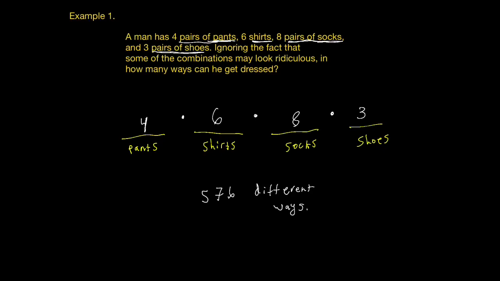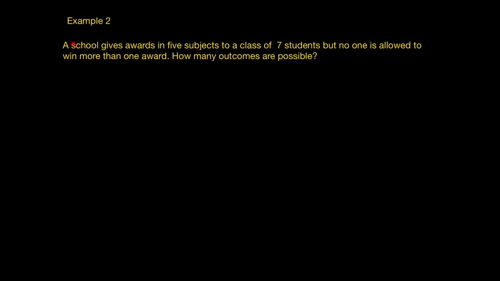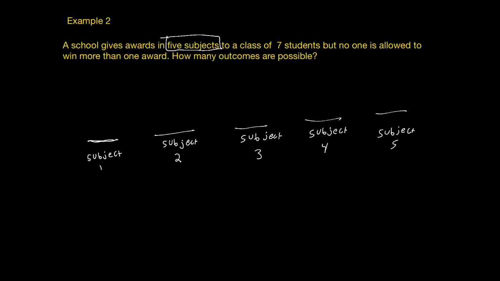Let's take a look at another example. So for example 2, a school gives awards in 5 subjects to a class of 7 students, but no one is allowed to win more than 1 award. How many outcomes are possible? And here, since I have 5 subjects, I'm going to have 5 placeholders. You can think of those as my stages, so to speak. And this problem does have a different flavor to the stages. These aren't necessarily stages, so to speak, but we can still use the fundamental counting principle here.